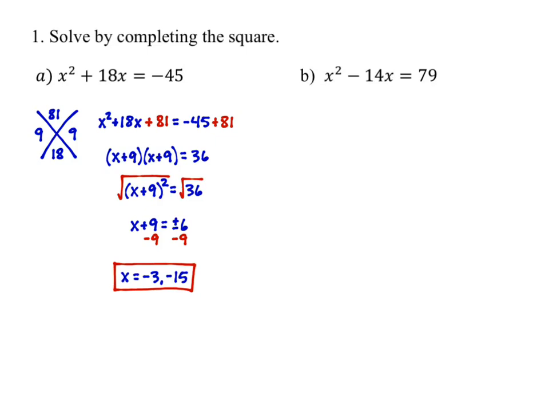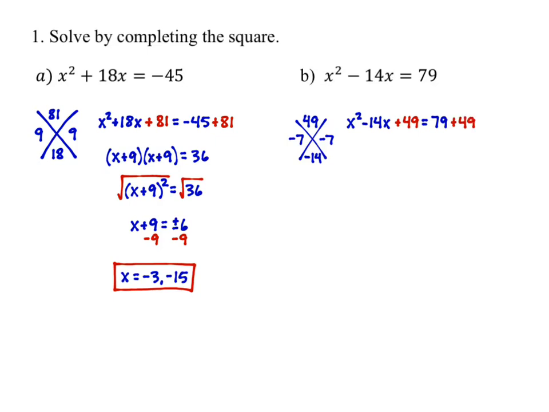For part B, it's going to be the same thing. We're going to complete the square. So we're going to set up our x values, the x thing. We're going to put negative 14 on the bottom because that's the b. These two things have to be the same, so it'll be negative 7, negative 7. The top will be 49 because those have to multiply to that, which means we're going to add 49 to both sides of our equation.